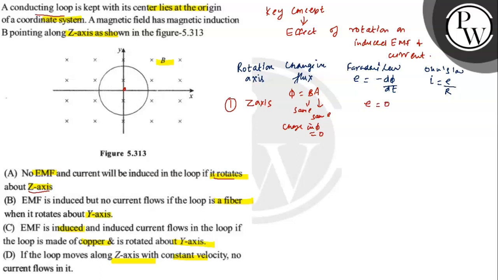E is 0 and current depends upon induced EMF, so I is 0. That means option A is correct, because there is no EMF and no current if it rotates about the z-axis. Now we will move to option number B.